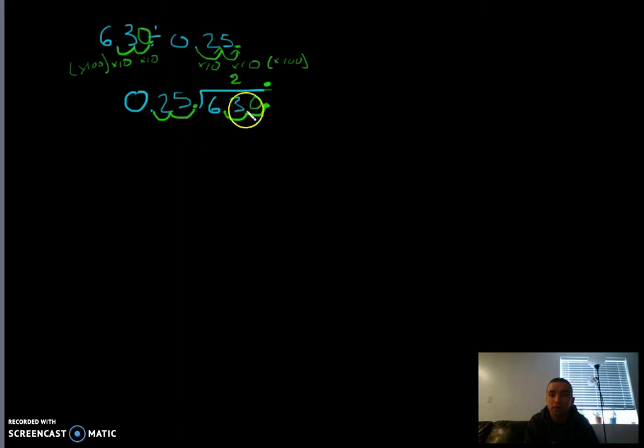This is where lining it up is super important. 2 times 25 is 50. Okay, so I'm going to subtract, and I get 13 as remainder. With 13 left over, bring down my 0. How many times does 25 go into 130? Well, 5 times 25, 5 quarters, I have $1.25, so it goes in there 5 times. I'm going to subtract, and I get a 5 left over.